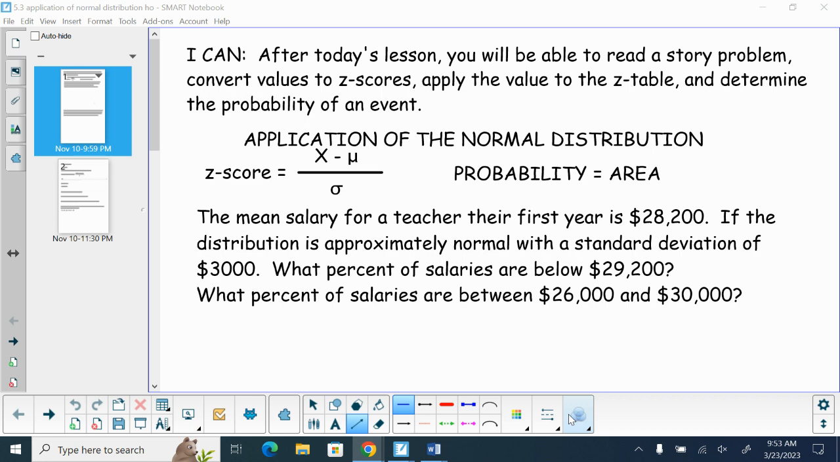Questions, anything in regards to the usage of the Z table, working through the Z table at all, finding values of the Z table? Any questions that you have?